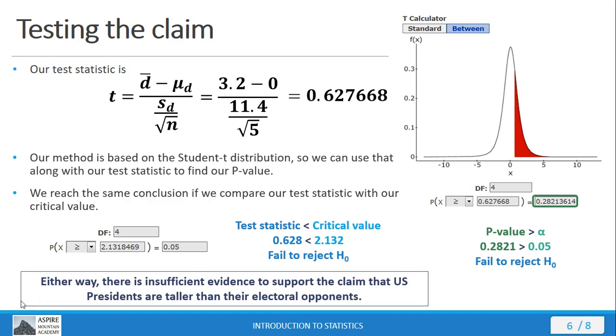There is insufficient evidence, because we failed to reject H0, to support the claim, because we've got only one tail test, that U.S. presidents are taller than their electoral opponents.